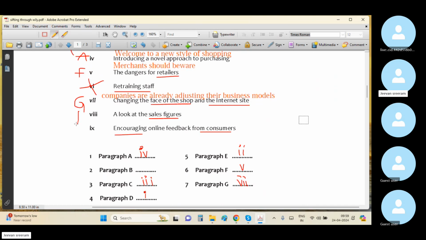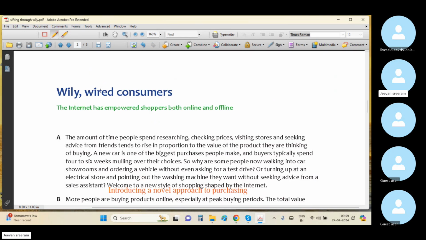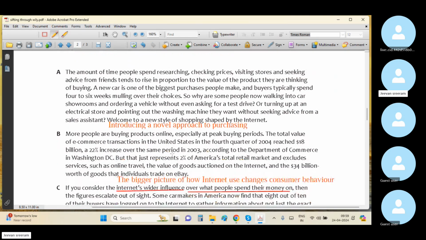Finally, you have two options, but one paragraph, that is B. Look at the sales figure. Can you see sales figures in paragraph B? Yes, all numbers, examples. Numbers mean examples to support a point. Why do you come up with statistics? To support your point, right?